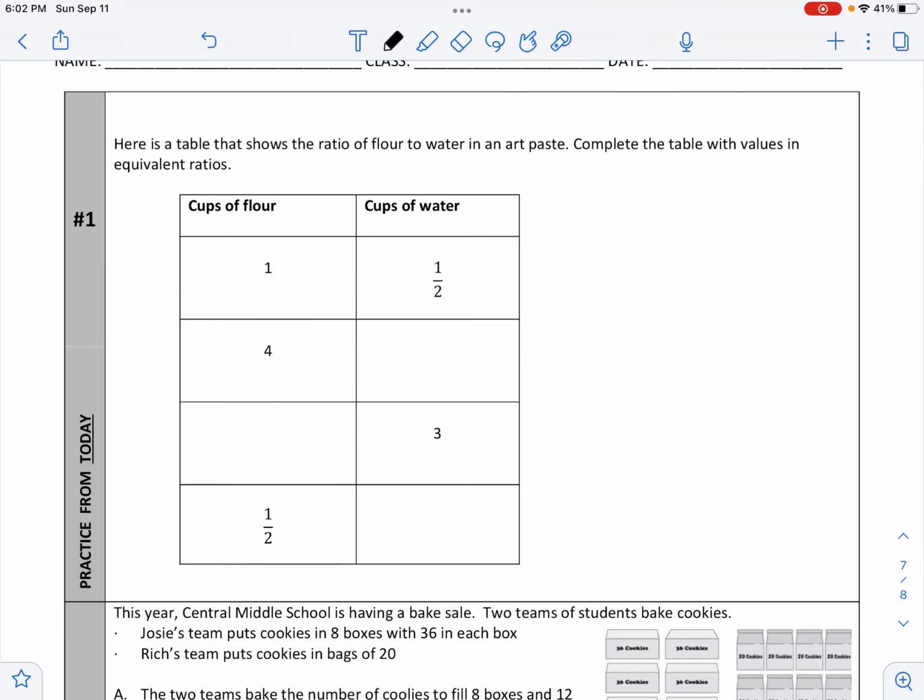This video covers Morehouse's homework for Wednesday, September 14th. Question 1. Here's a table that shows the ratio of flour to water in an art paste. Complete the table with the values in equivalent ratios.